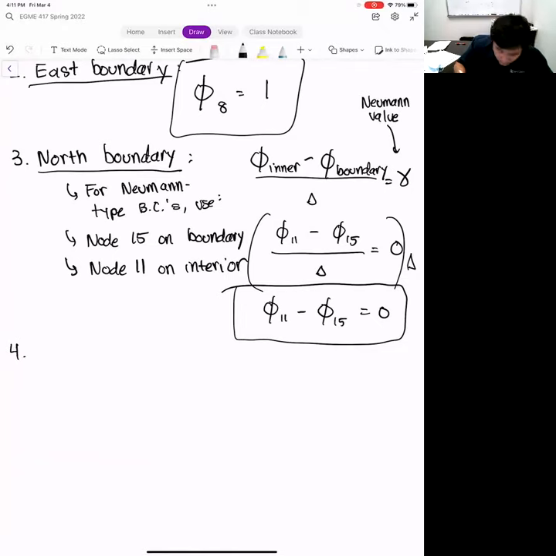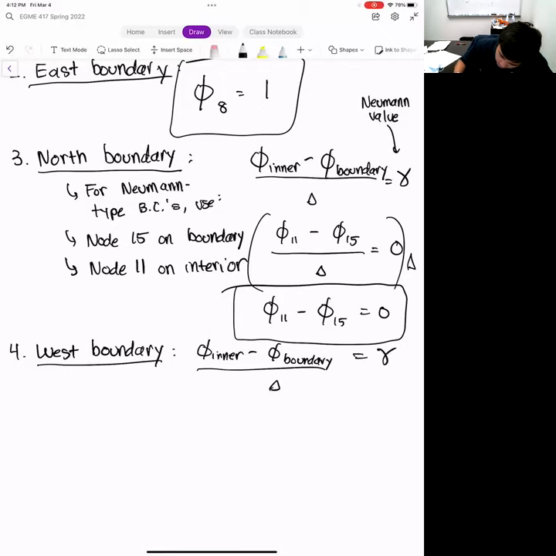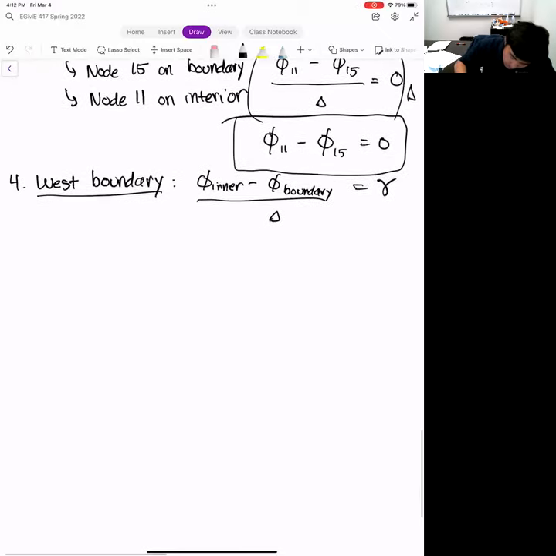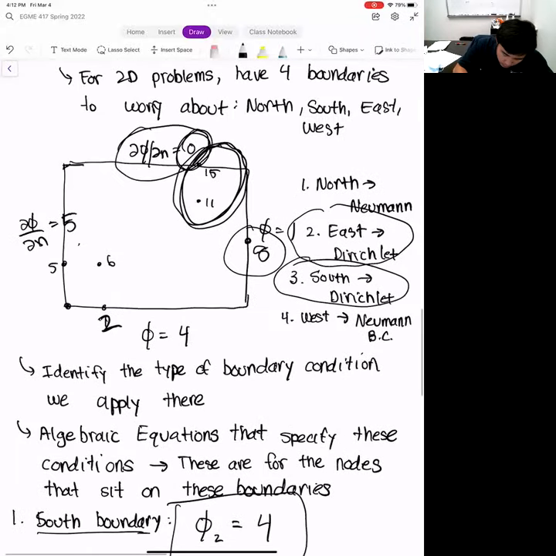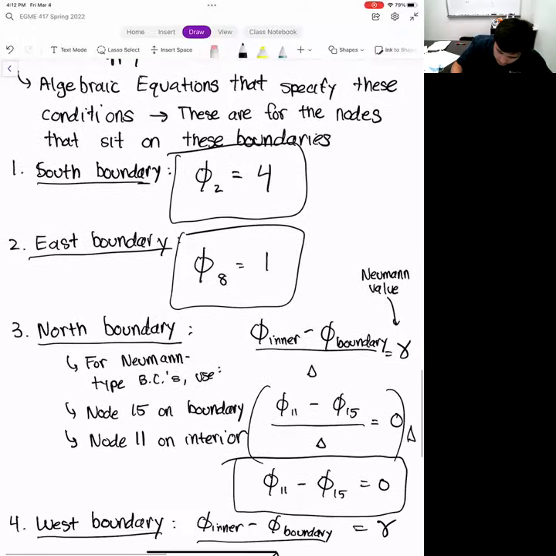All right, and then finally we have the west boundary. So west boundary is also a Neumann type boundary condition. And so we're going to use the same framework that we have up there. So we have phi inner minus phi boundary is equal to gamma divided by delta. And so let's look at the domain for the west boundary. So for the west boundary, the node that I've drawn here is node 5.